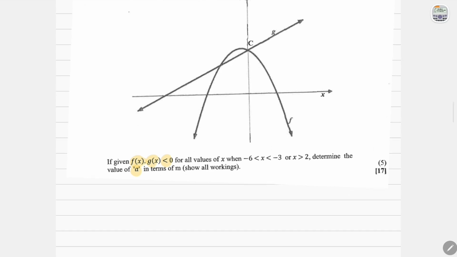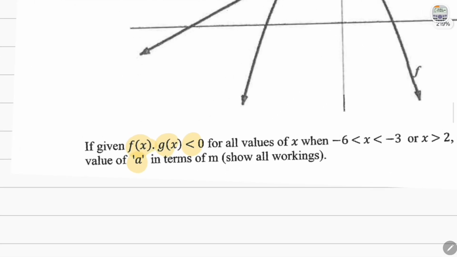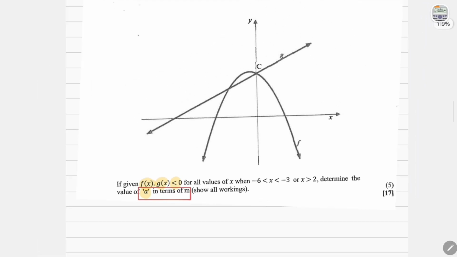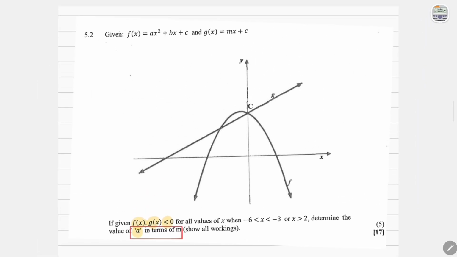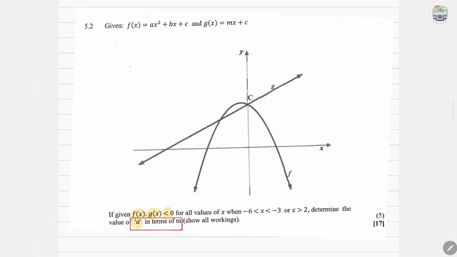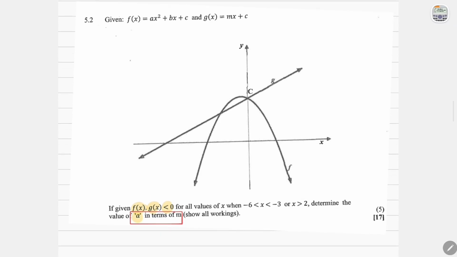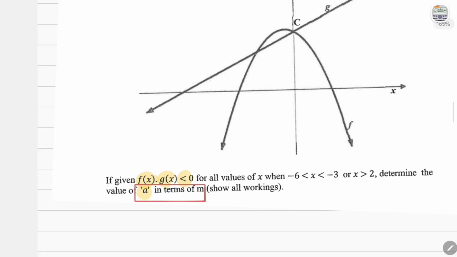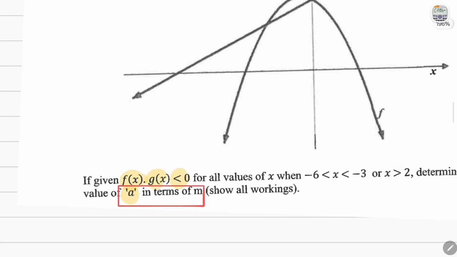Show all workings. So let's just keep in mind what they're asking us to do. The value of a in terms of m. So solve for a, and then your answer is going to be in terms of m. It's going to include m in it. This is a very interesting question. It's a very creative question, really. The main thing that they've told us, we know this is the main goal, but the information they've given us is that f of x multiplied by g of x is less than 0.